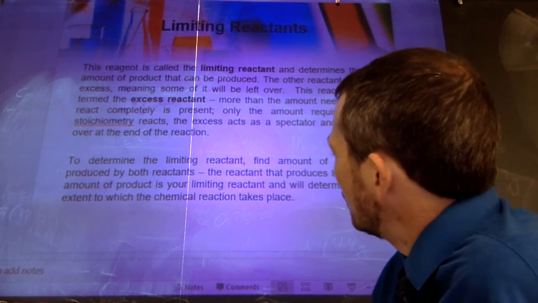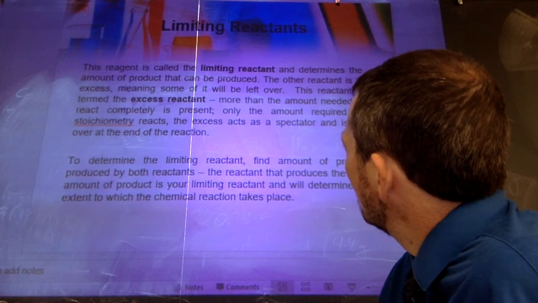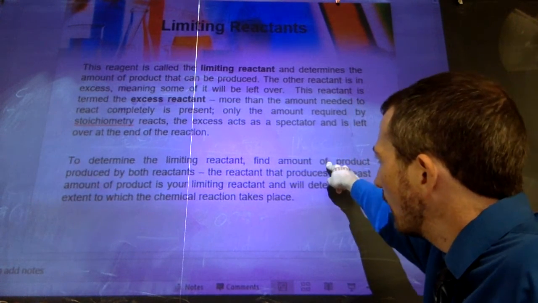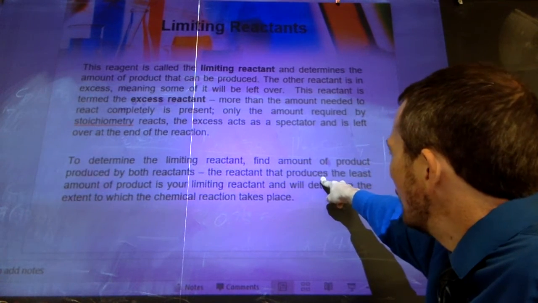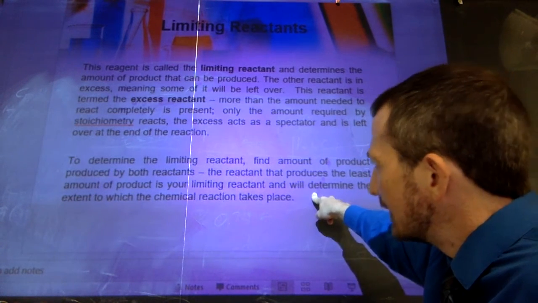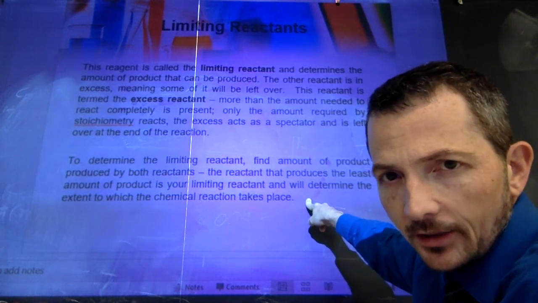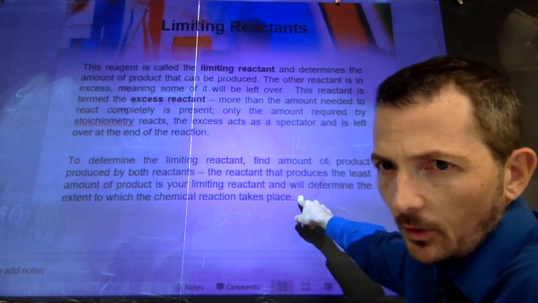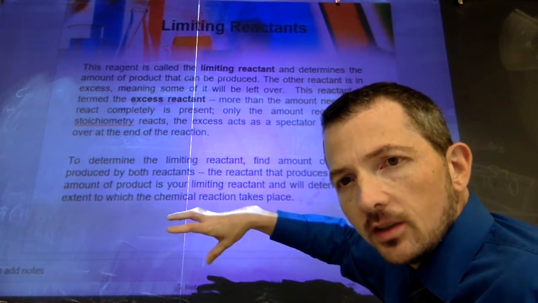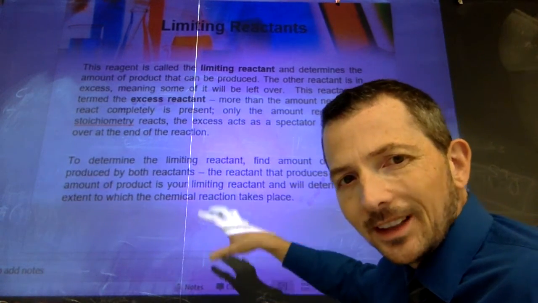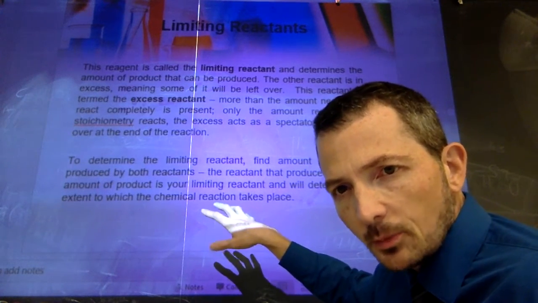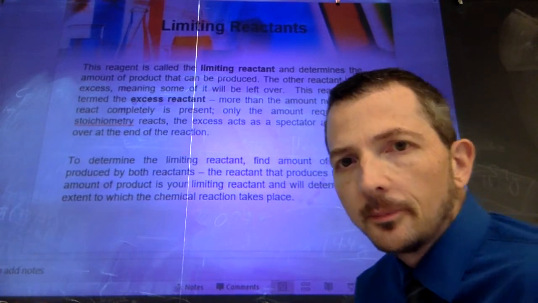So more than the amount needed to react completely is present. Okay, determine the limiting reactant: find the amount of product produced by both reactants. The reactant that produces the least amount of product is your limiting reactant and will determine the extent to which the chemical reaction takes place. So that's one way to do it. There's other ways to do it as well, but I think this is the easiest. Just use each reactant that you have, see which one produces the least amount. Whichever produces the least amount is your limiting reactant, and that's how much product you make. The other one will be in excess.